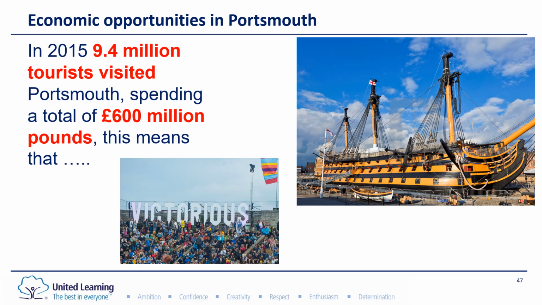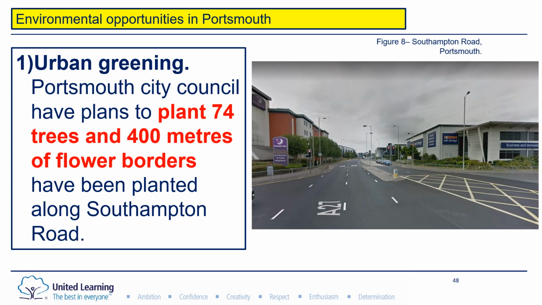They spent around £600 million. This means that the council received millions in taxes, which means Portsmouth City Council can improve local schools, and therefore GCSE results in the city will start to improve, offering young people access to higher paying jobs in the tertiary and quaternary sector. And finally, in Portsmouth, we've got environmental opportunities.